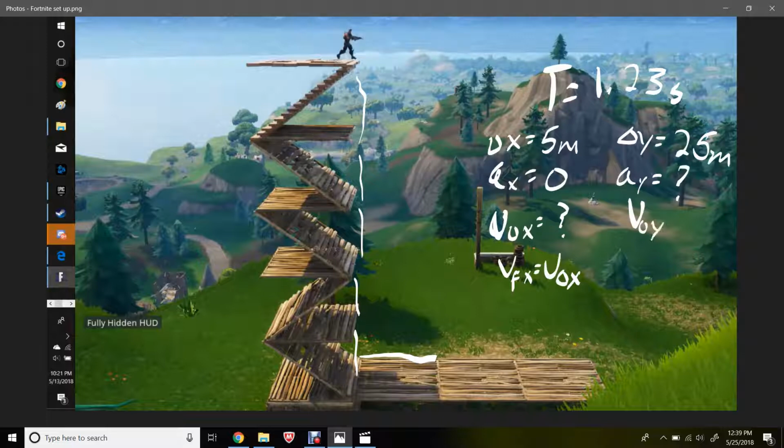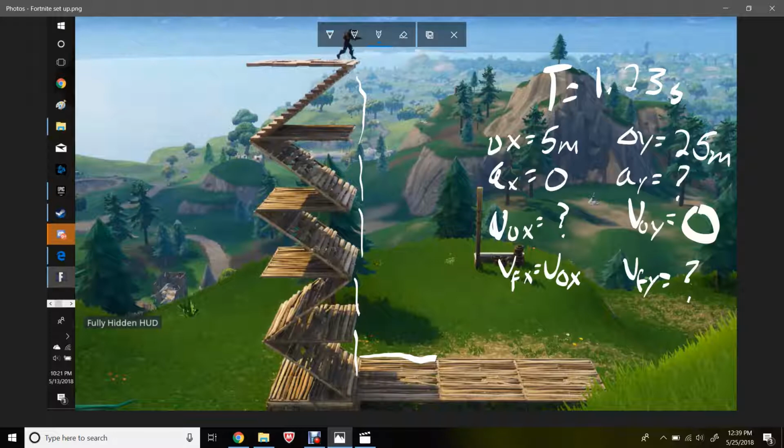Then we have the V0 in the Y direction and the V final in the Y direction. Now we know the V0 in the Y direction because he's not moving up or down at the start. He's just moving in the X direction. So the initial velocity in the Y direction is 0. Then we just don't know the final velocity, and we can get that once we get the acceleration. So yeah, that's how you can tell pretty much everything from that.